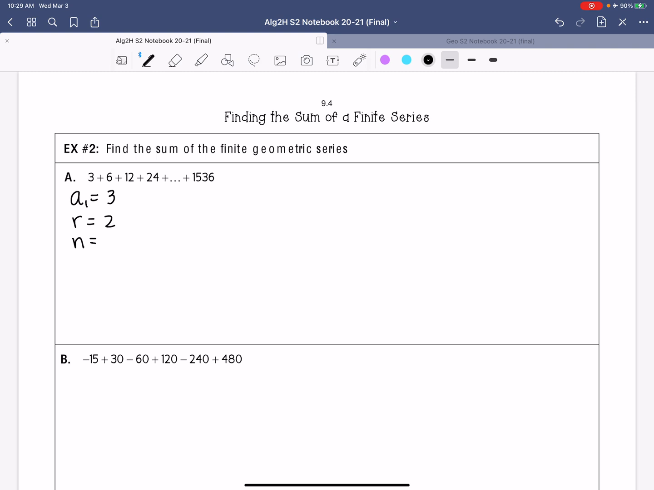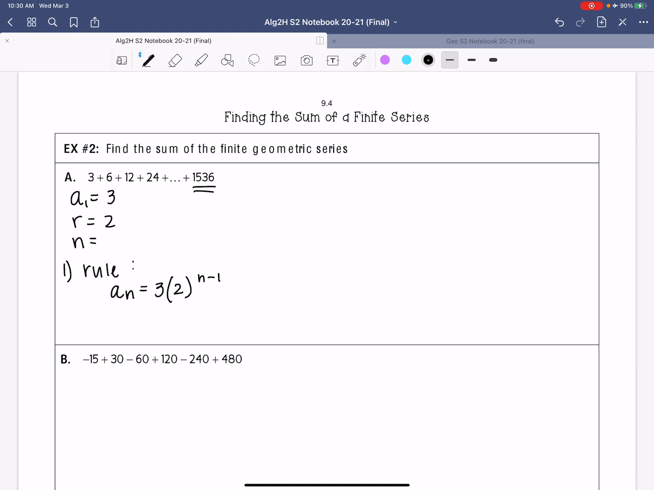But we don't know what term number this 1,536 is. So the first thing we're going to have to figure out is what term we're going to, so we can figure out our N. How we're going to do that is we're going to write our explicit rule. So remember, that goes AN is equal to A1 times R to the n minus 1 power. So A1 is 3, R is 2, to the n minus 1 power.